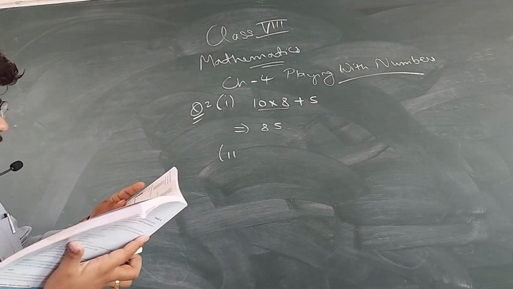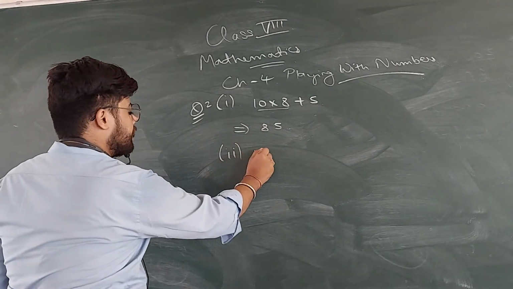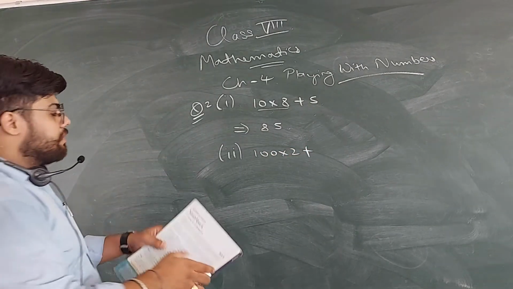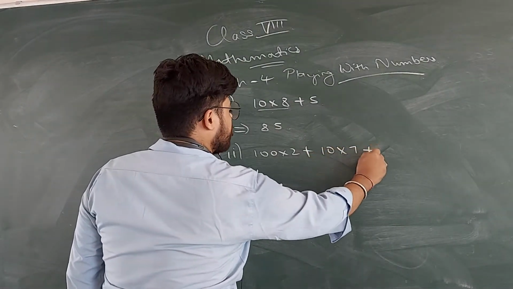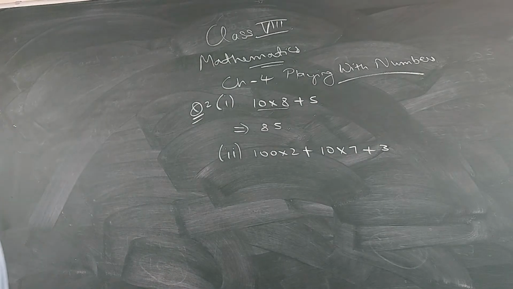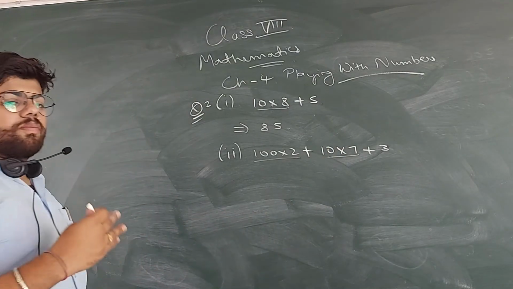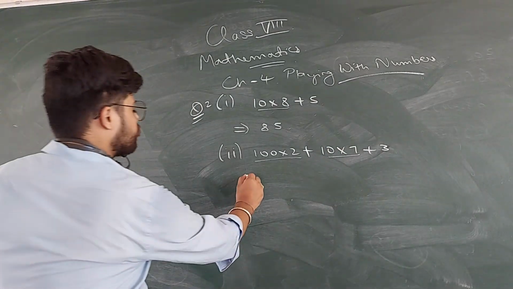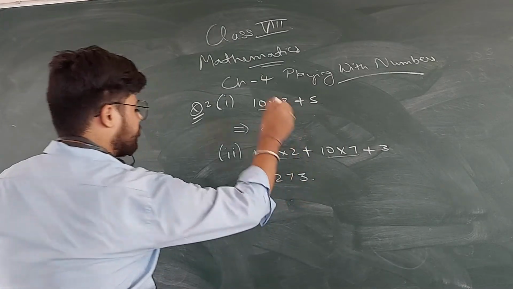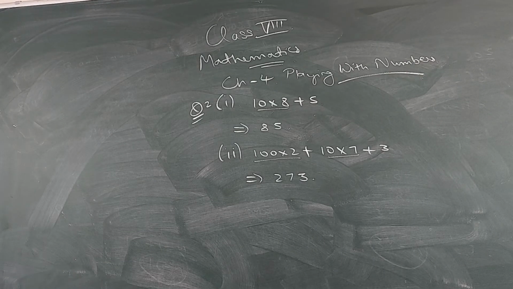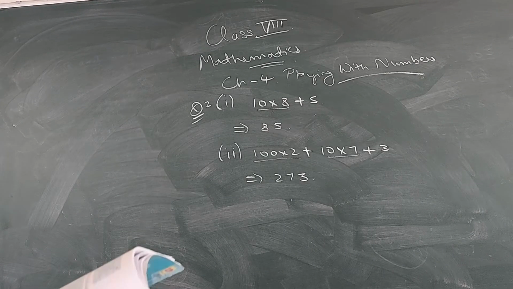Then the second part is 100 into 2 plus 10 into 7 plus 3. So 100 into 2 is 200. 10 into 7 is 70. 200 plus 70 is 270, and plus 3. So the final answer is 273. And the third and fourth parts are the same. The C part answer is 60 plus 1, 61, and the fourth part you can do on your own.